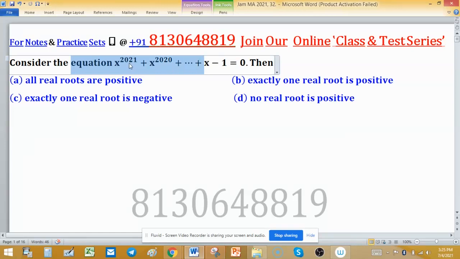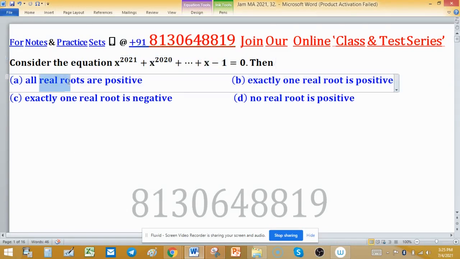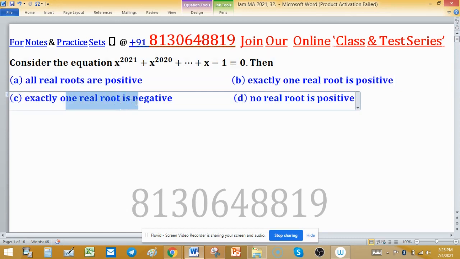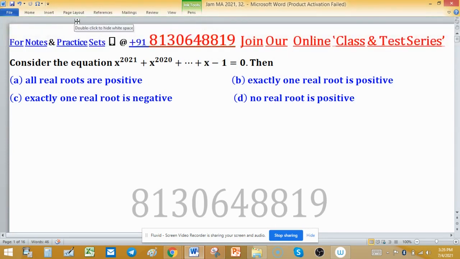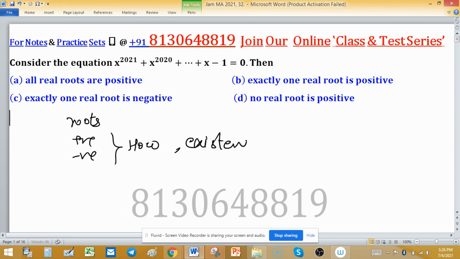Expression x raised to the power 2021 plus x raised to the power 2020 plus and so on up to x minus 1 equal to 0. Then all real roots are positive. Exactly one real root is positive. Exactly one real root is negative, and no real root is positive. So this problem is related to roots, how many roots, and the nature of the roots, either positive or negative, and their existence. These are a few terms related to this problem.